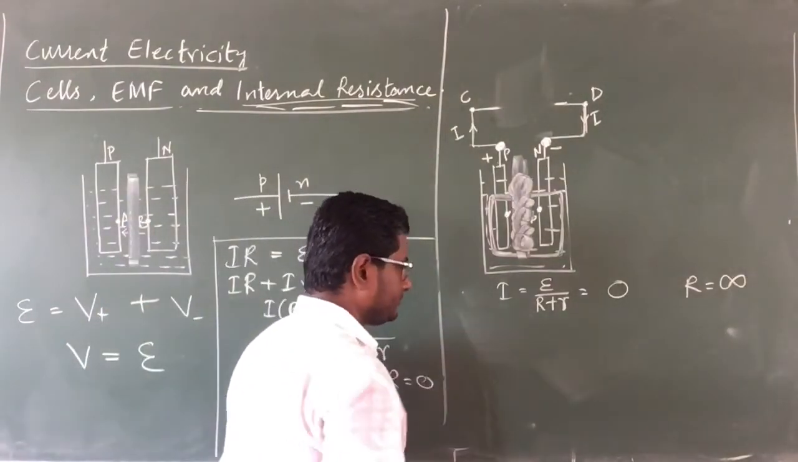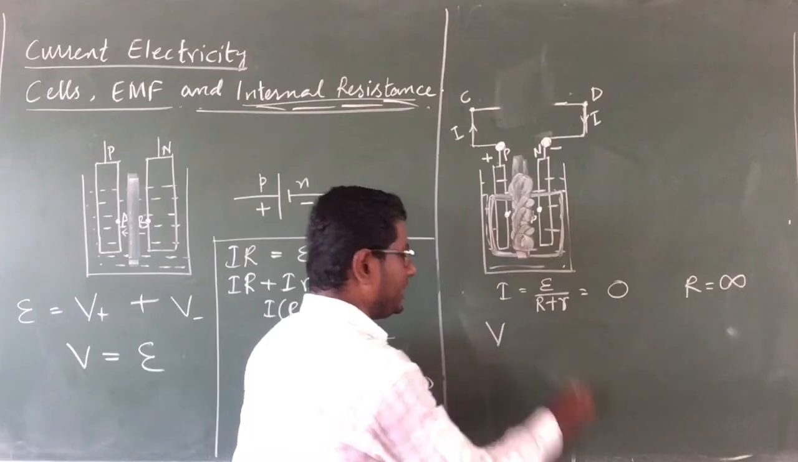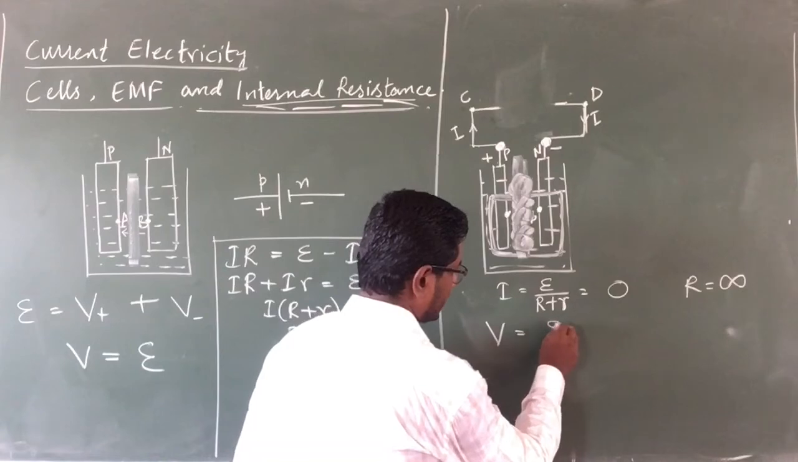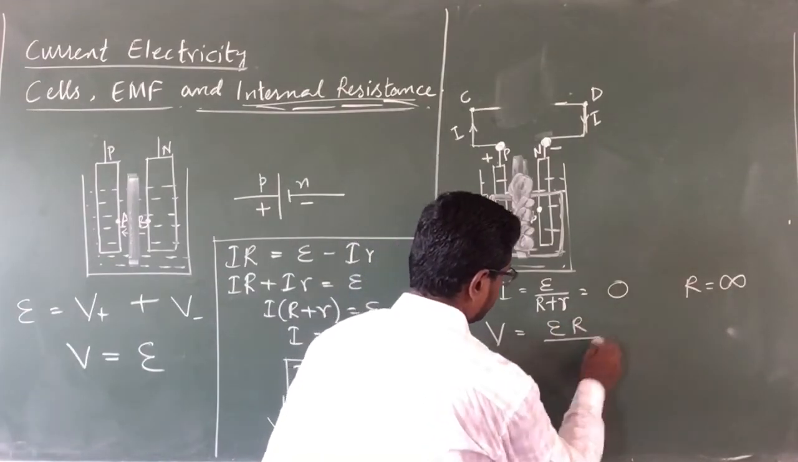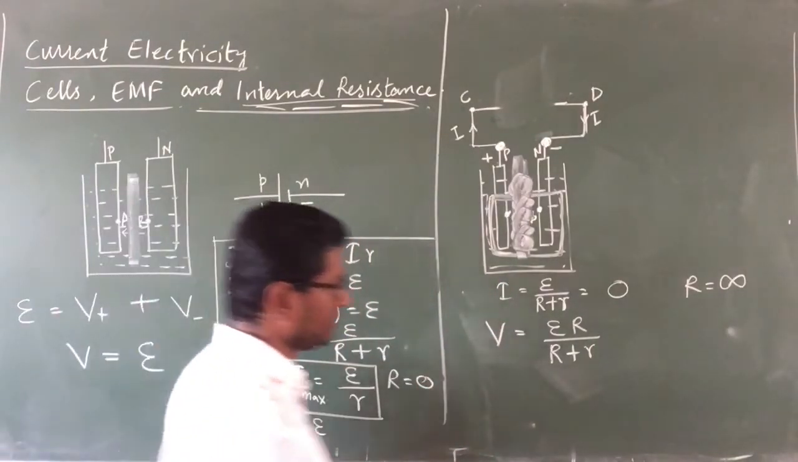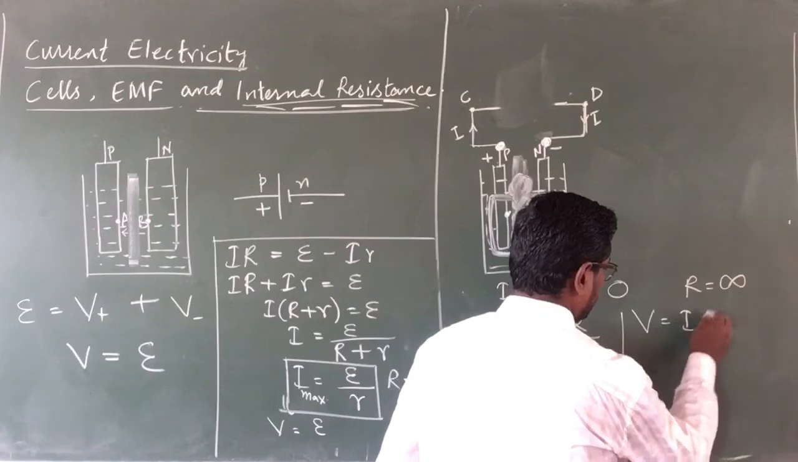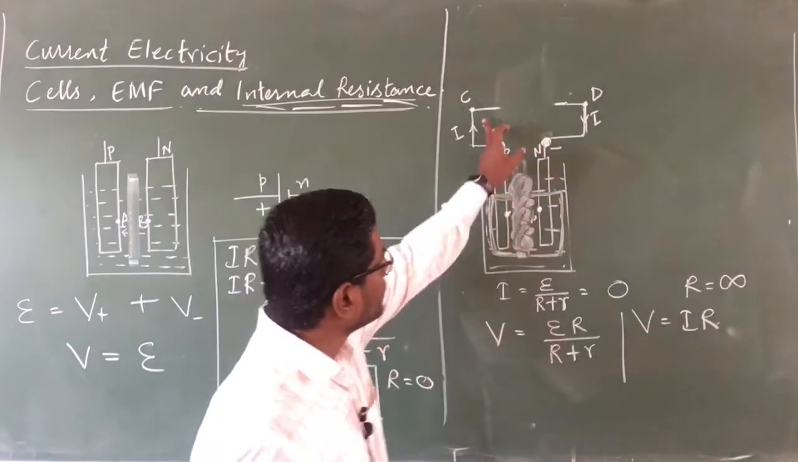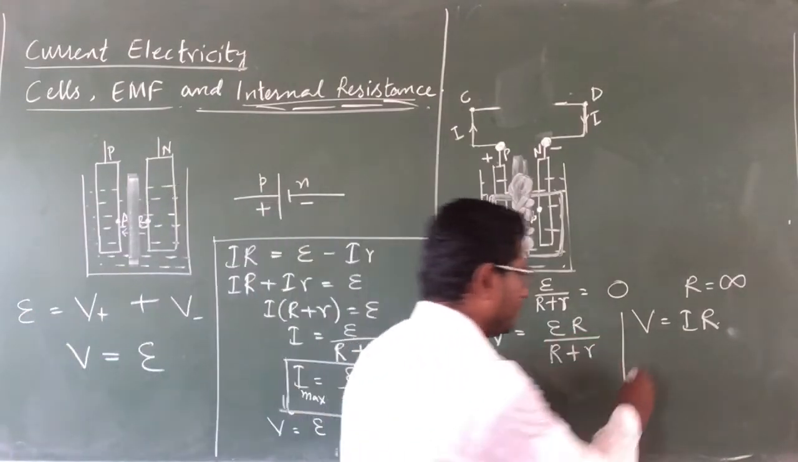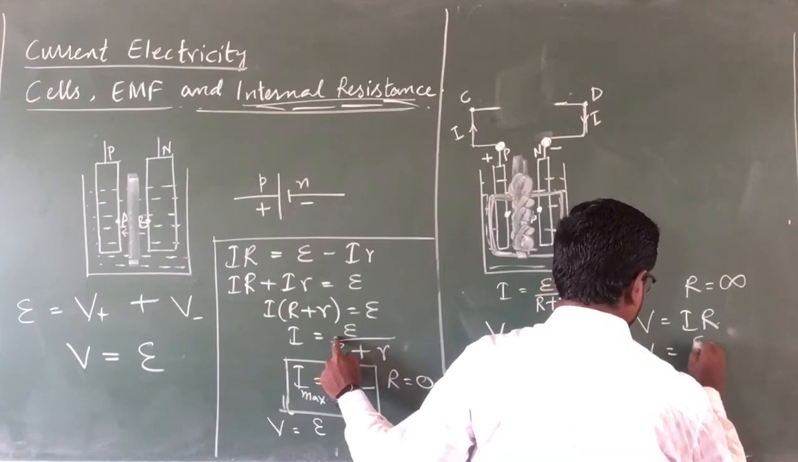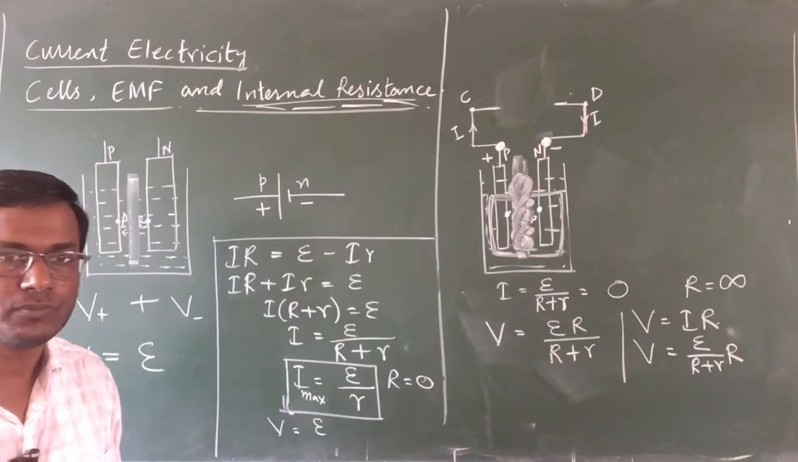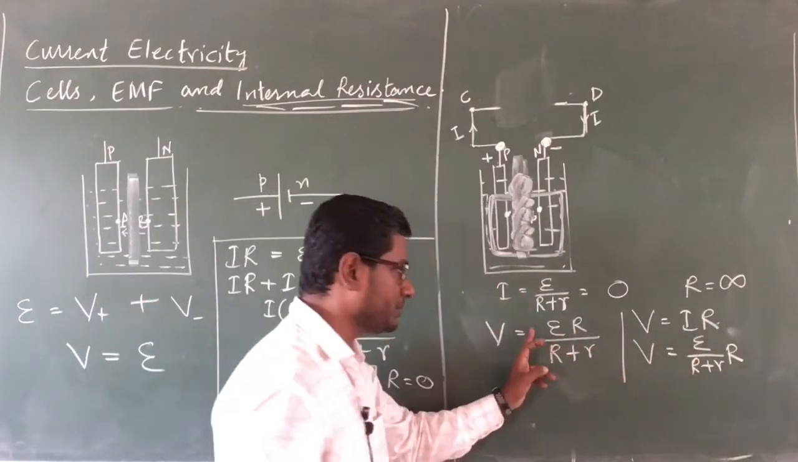Similarly, if you look here, if I want to calculate V here, now what is V? V is equal to epsilon R divided by R plus r. Now, where did I get this equation? It is from Ohm's law. V is equal to I into R. That is my Ohm's law for the outer part of the circuit. Now, what I have for I is epsilon divided by R plus r. I can write V by replacing I with epsilon divided by R plus r, into R. So that is my relationship for the potential V, and that relationship I have used here.